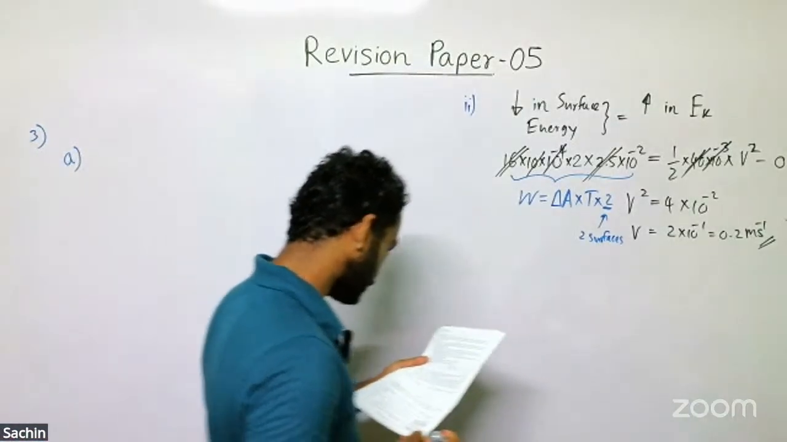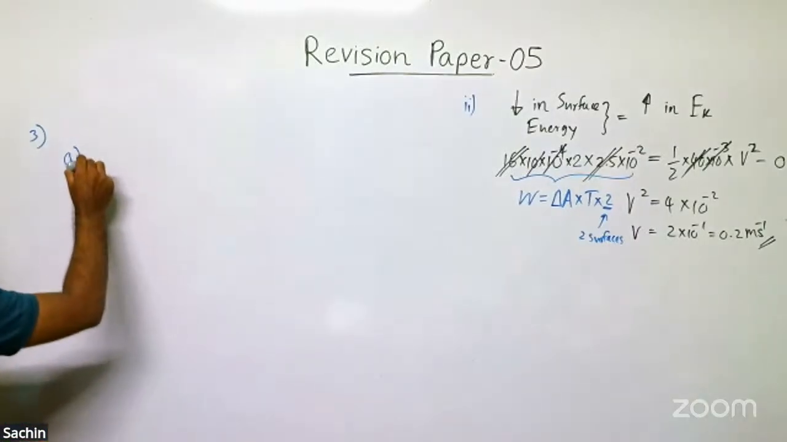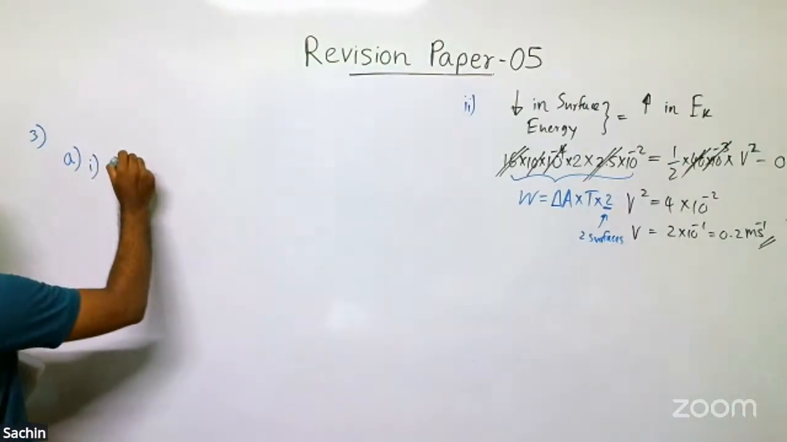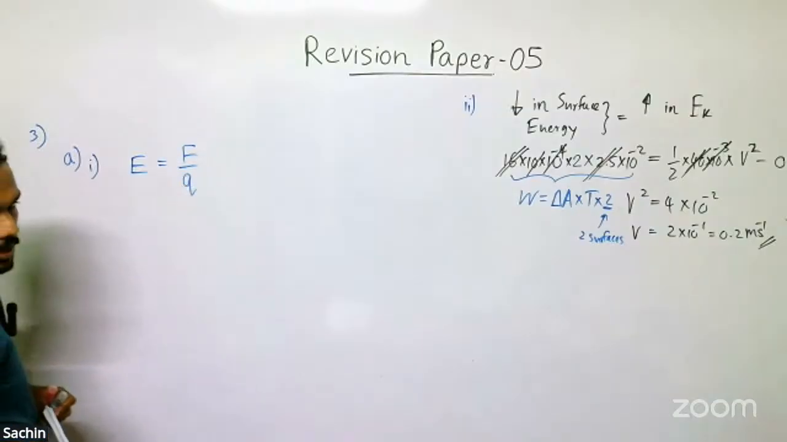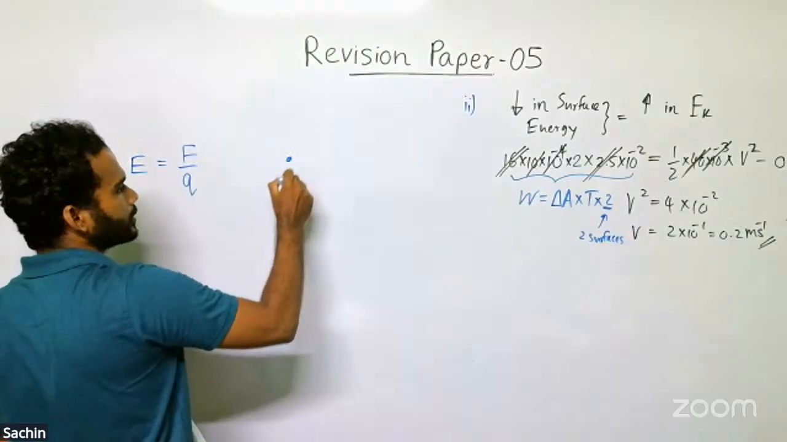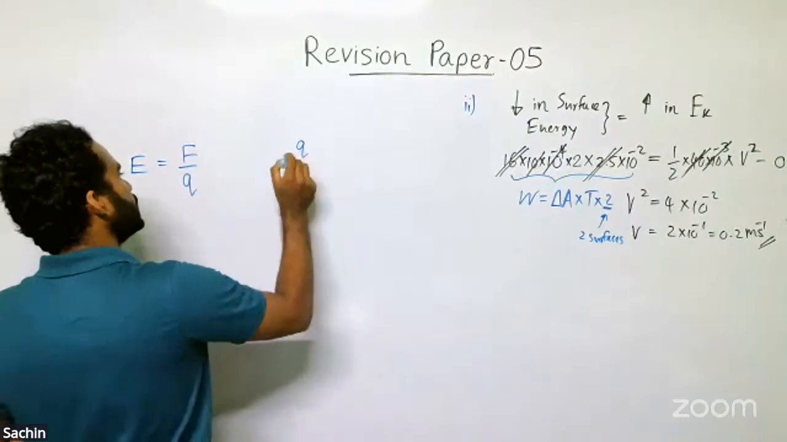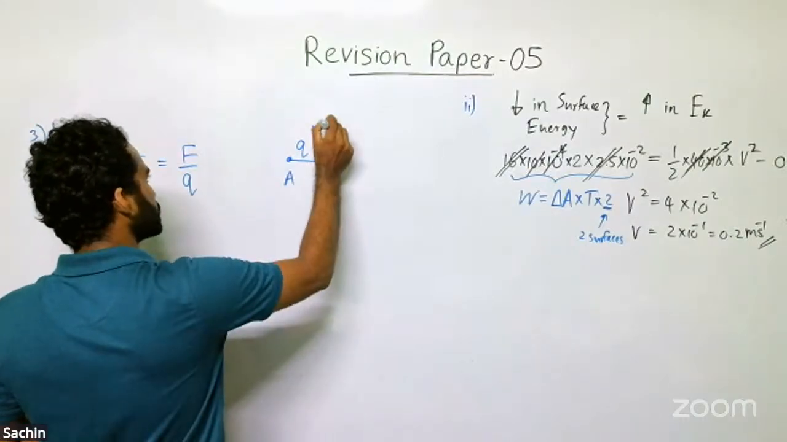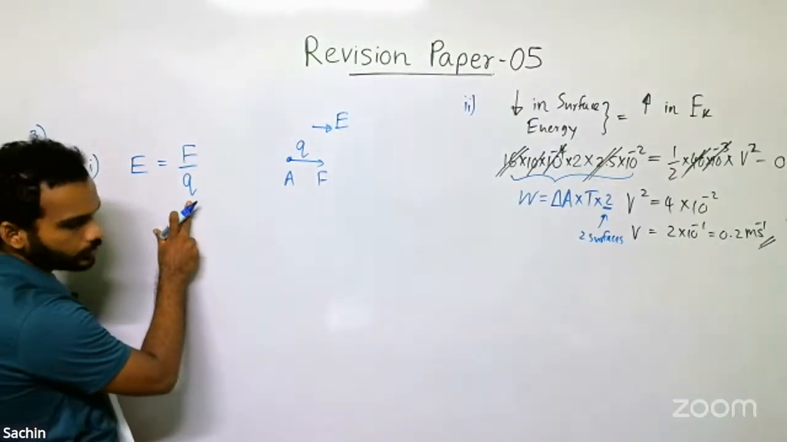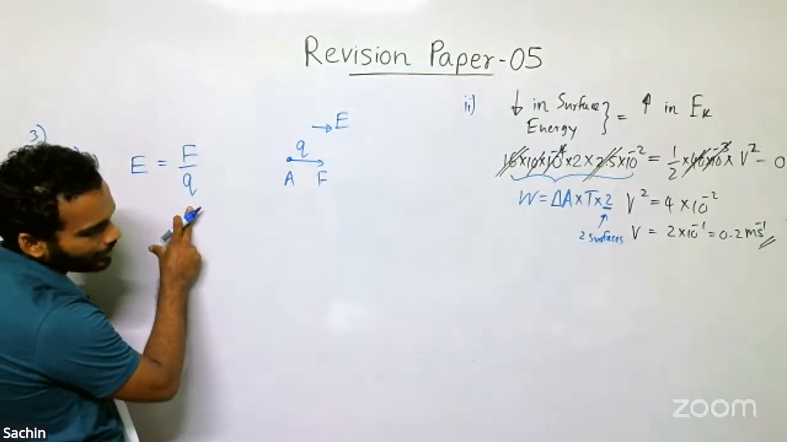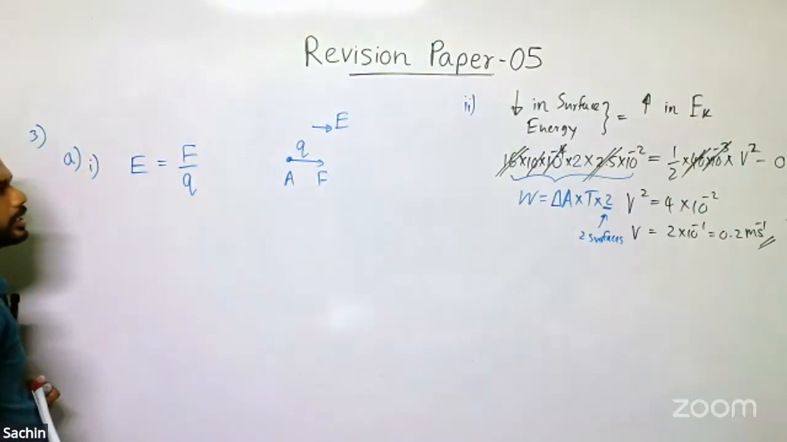Define the electrostatic field intensity at a given point in an electrostatic field. Okay, so how is this field intensity defined? If you remember, the definition of the field intensity was, if you keep a certain charge at a certain point, the electric force developed per unit positive charge. The electric force exerted per unit positive charge, that is called the electric field intensity.